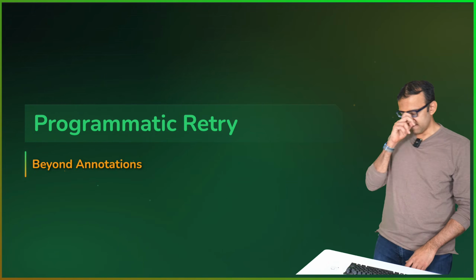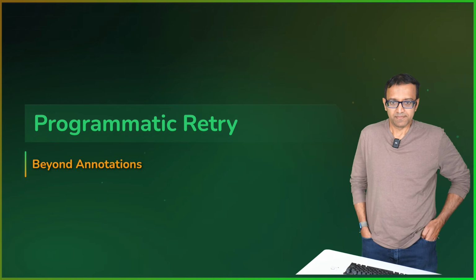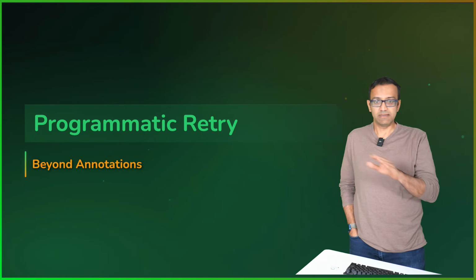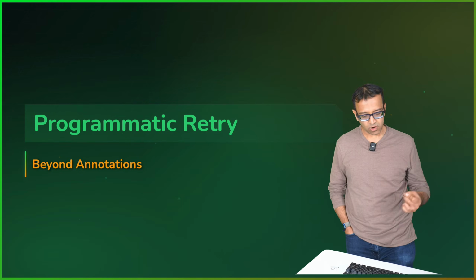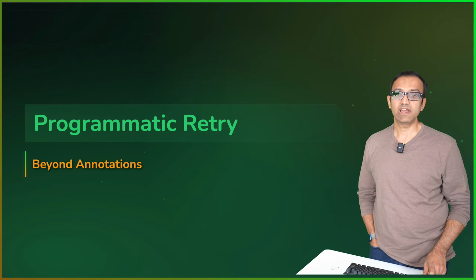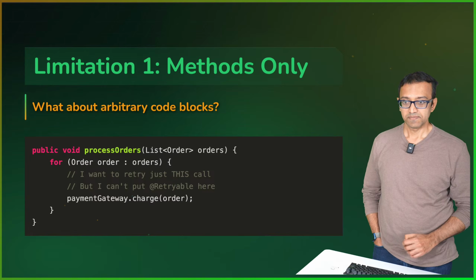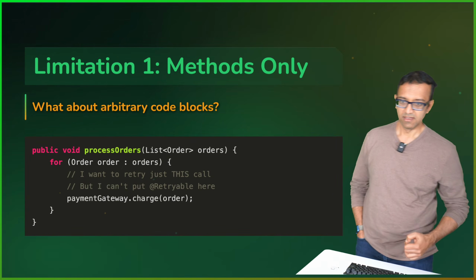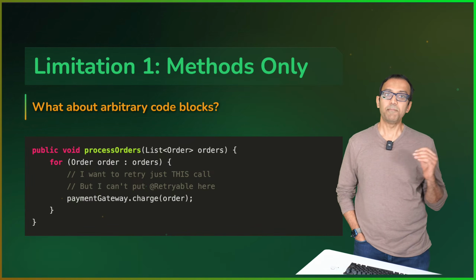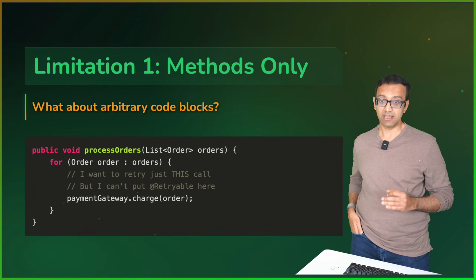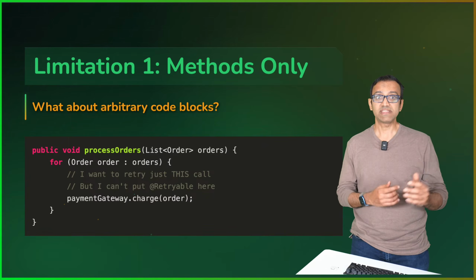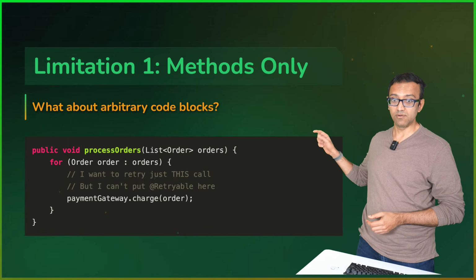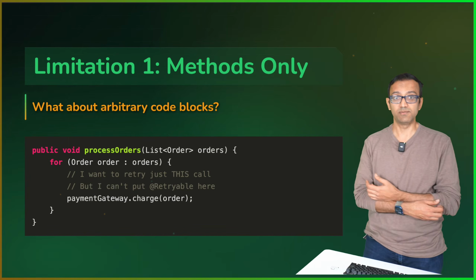Okay, so we've had @Retryable, which works great, seamlessly. But what if you need more control? What kind of control would you need? First of all, let's look at some limitations of the retry annotation. Firstly, it is at a method level only, right? Retryable works on method declarations. If you want to retry a whole method, you have to put that on there.